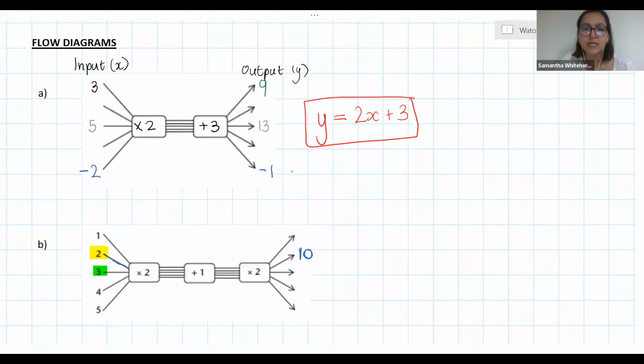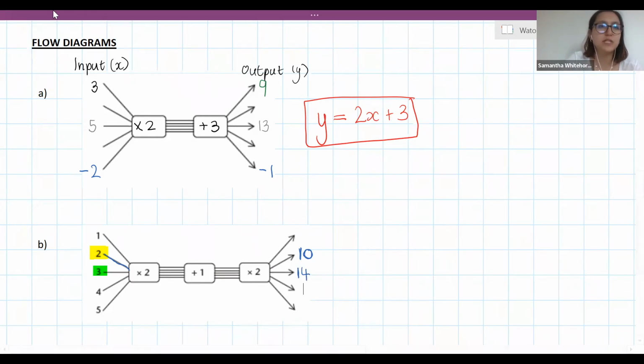Palesa Modise, tell me. Ma'am, 3 times 2 is 6 plus 1, 7 times 2, 14. Excellent, well done. So our output here is 14.